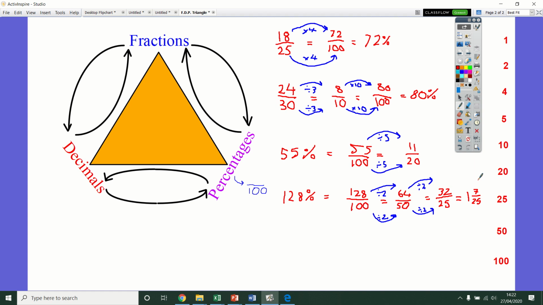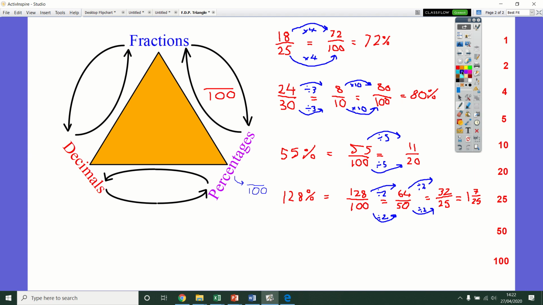Okay, so on that right-hand side of the triangle then, in both directions, the aim really is to put things out of 100. Once it looks like that, then you've got the percentage on the top, and then you've also got a fraction as well. So right in the middle of these arrows, I'm just going to put out of 100, and that's going in both directions.